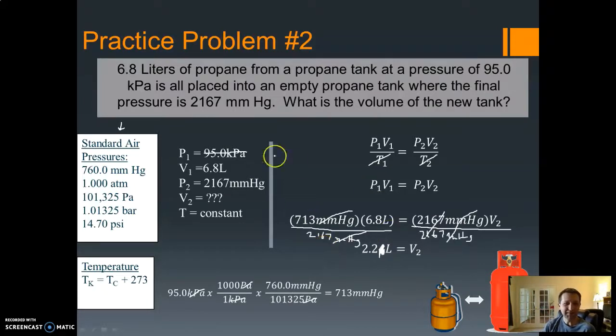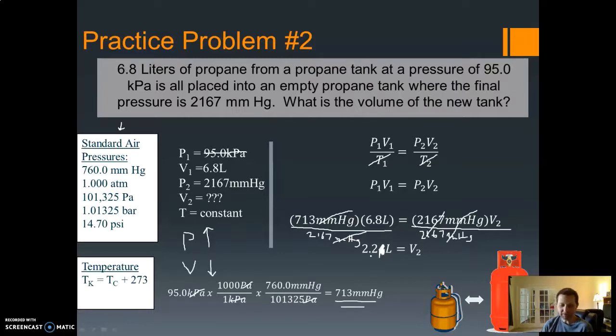That makes perfect sense because our pressure went from 713 to 2167. So the pressure increased. What should your volume do? Well, again, this is volume and pressure relationship here. It's inverse. So one goes up, the other goes down. Or if one goes down, the other goes up. Pressure went up, volume should go down. We went from 6.8 to 2.2. So it works. Okay, guys?